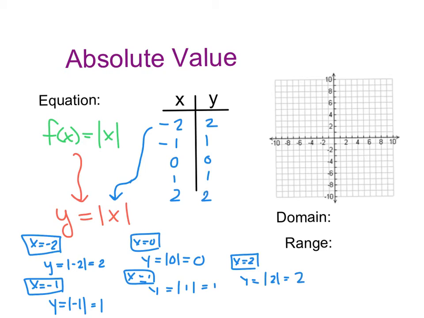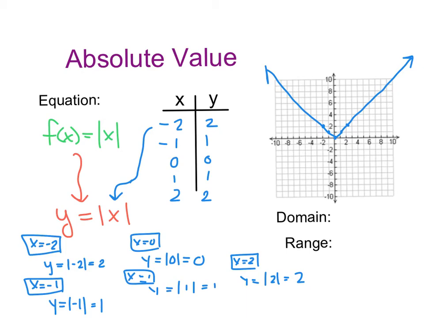So now if we go and plot these, we have (-2, 2), (-1, 1), (0, 0), (1, 1), and (2, 2). Because of that absolute value function turning everything to be positive, we can see that we have a V-shaped graph. Now from here, our last step is to determine domain and range.